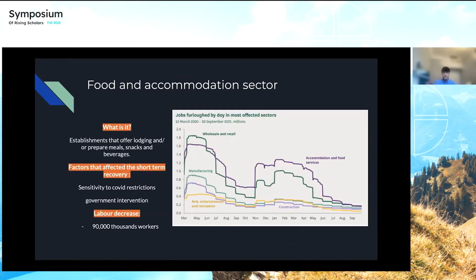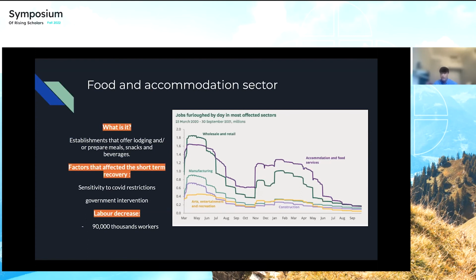Now we can specifically analyze the food and accommodation sector. However, it's crucial to understand what the food and accommodation sector actually is. All the establishments that offer lodging, and prepare meals, snacks, and beverages for immediate consumption make up this first examined sector. As we can see from the graph on the right, the peak in this sector occurred in May with 1.6 million jobs furloughed. As time passed, the number of jobs furloughed decreased as we entered the summer period, where COVID restrictions such as lockdowns, use of masks, and social distancing started to decrease.